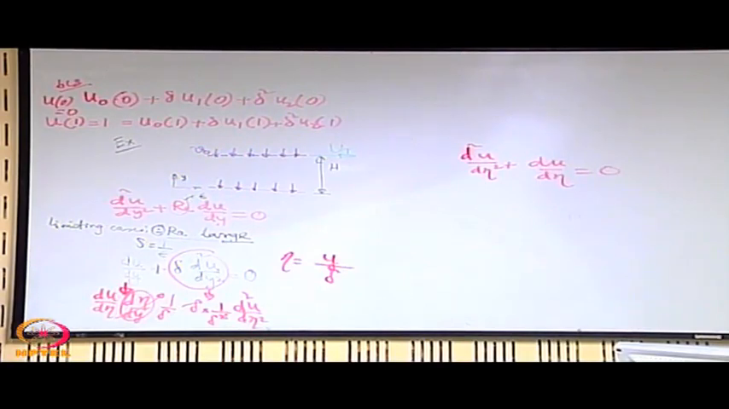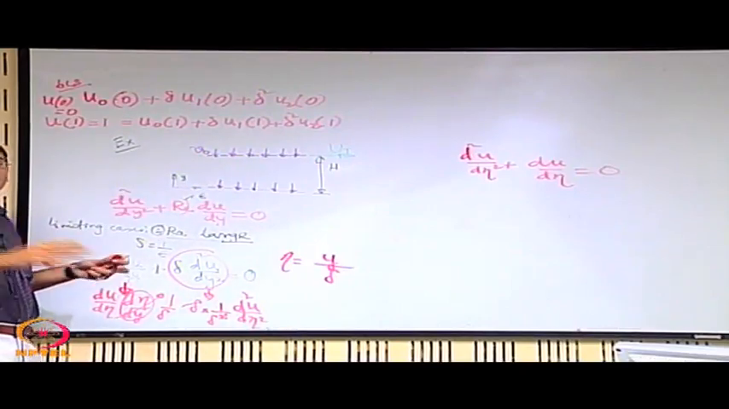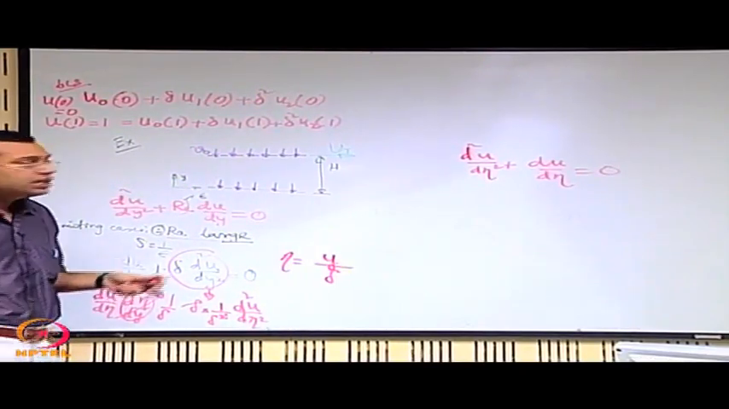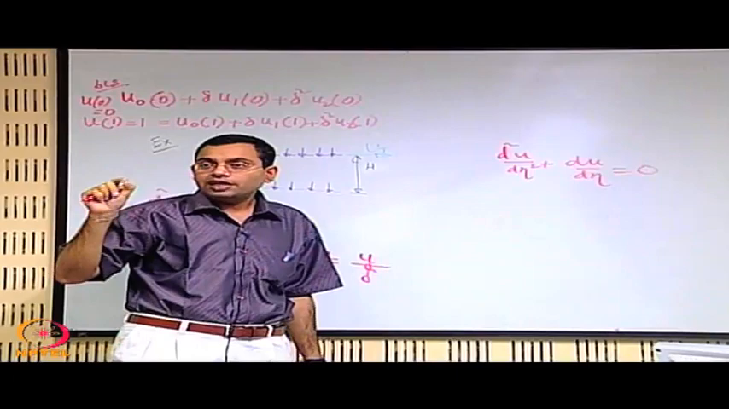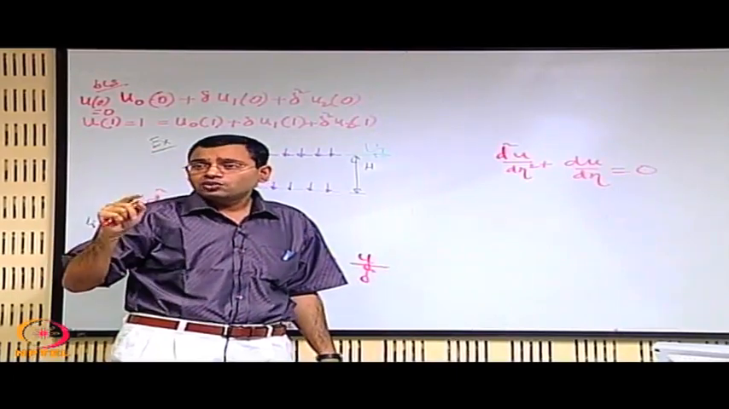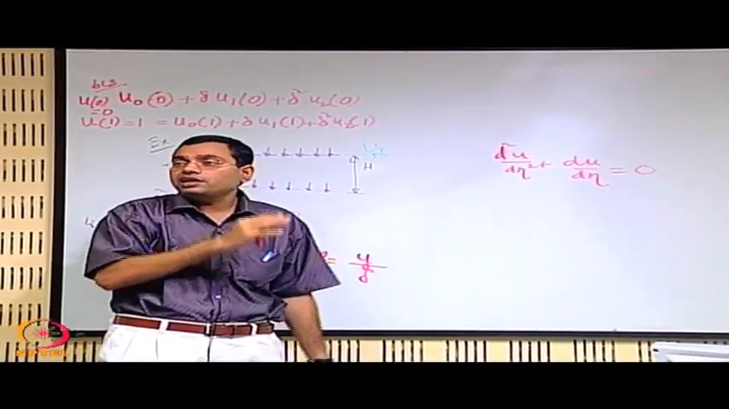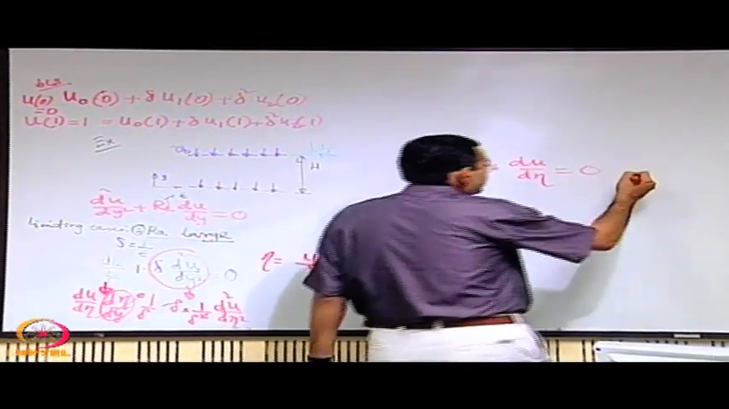So now we are demarcating the flow region into two parts. One is the inner region. What is that? That is the boundary layer. That means a region very close to the wall where you really want to resolve this high gradient. So that is the inner region.